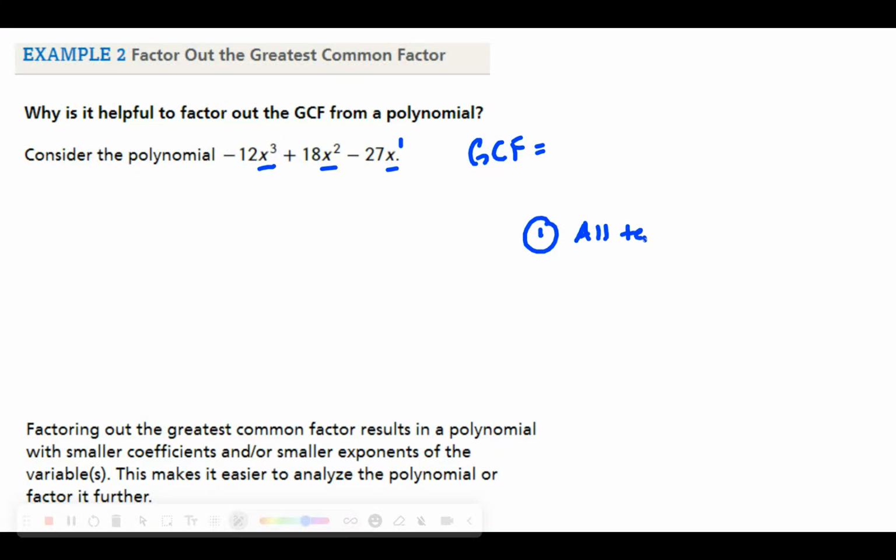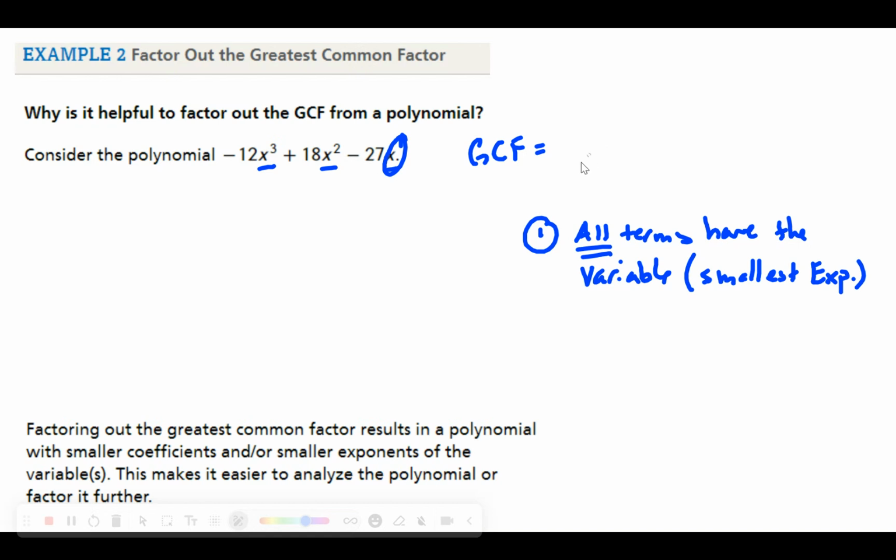So for the first thing, all terms have the variable. And again, I want to put x because not always. So if all terms have the variable, you're going to look at the smallest exponent, exp for exponent. So in this case, the smallest exponent is x to the first. That means this x to the first is going to be part of the GCF. I'm going to leave a space, x to the first.